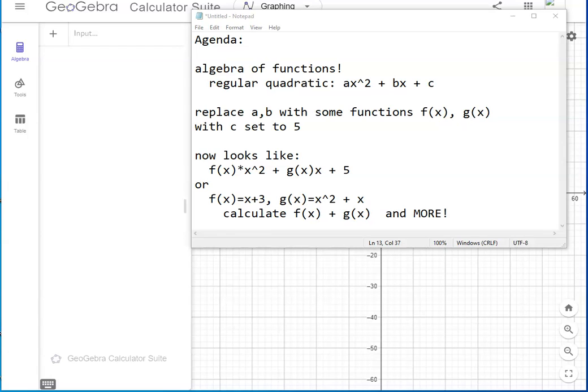We're going to look at the algebra of functions, and I'm going to try to break it up into 2 recordings. If I forget, well, I can always split it up when I edit it. We're looking at algebra of functions. So far with quadratics, we looked at ax squared plus bx plus c, and then see what that looks like.